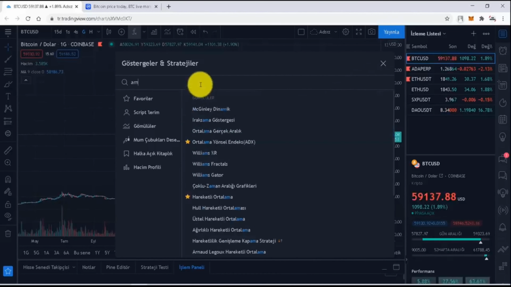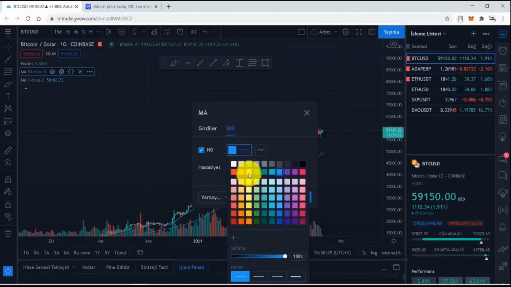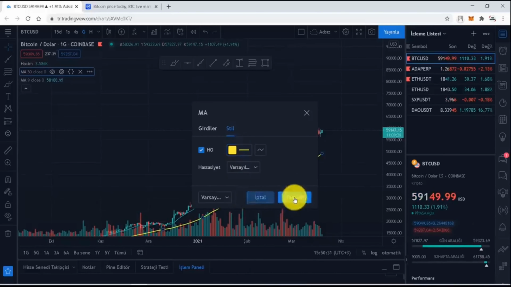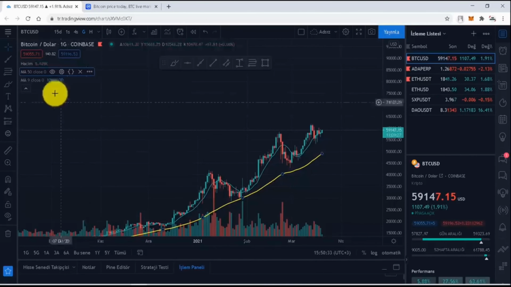After double clicking, our blue line appears, as you can see here. We will adjust these lines from here. So what are we doing now? We are entering one of the lines here and setting it to 50 like this. In the input section, let's make the one for 50 yellow and slightly thicker. We clicked OK here and a yellow line appeared below.